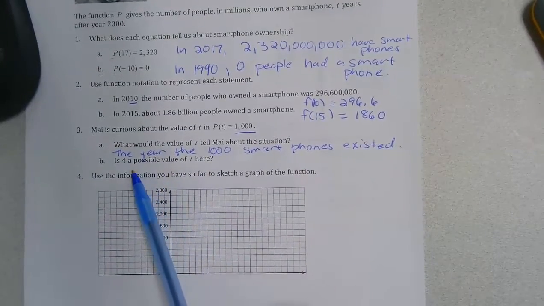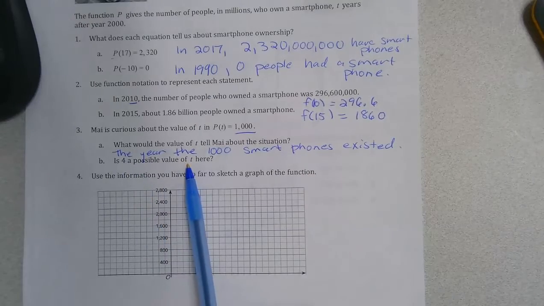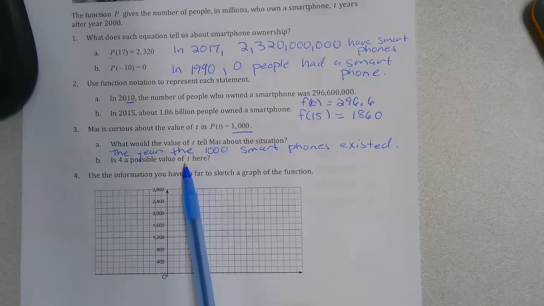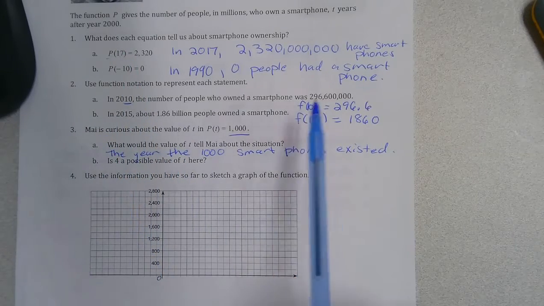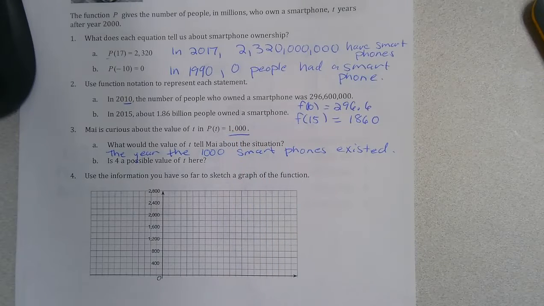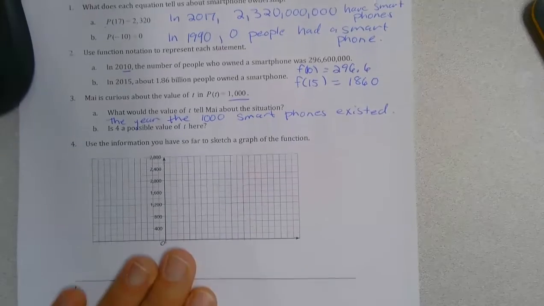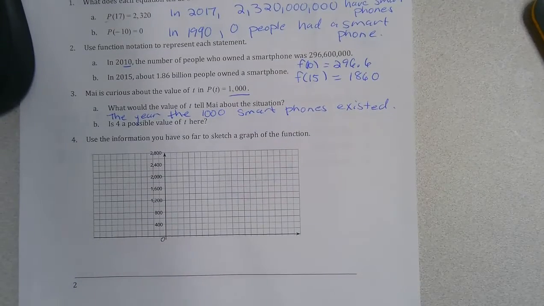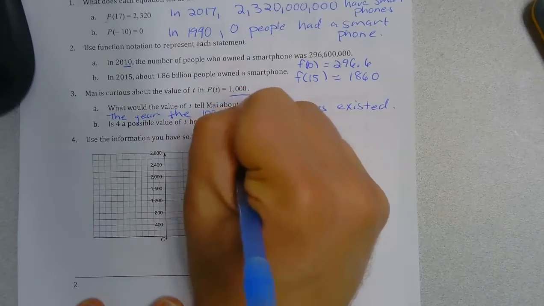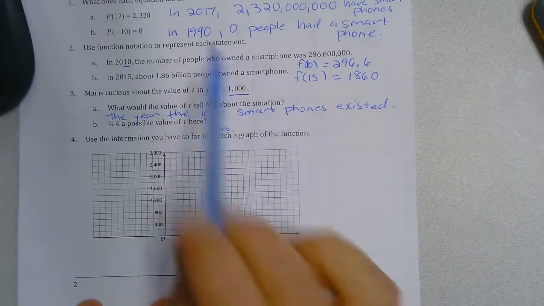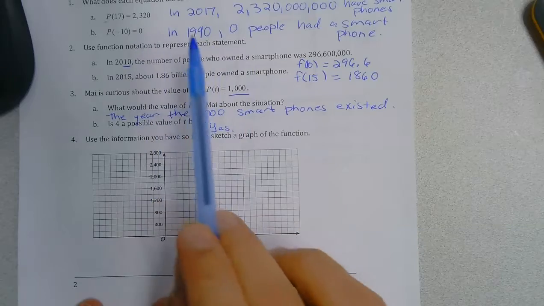So we're asked, is 4 a possible value of T here? So what about 2004? Is it possible that there were only 1,000 smartphones in 2004? So we could say, yes, it's possible, but we would need more information from the graph.